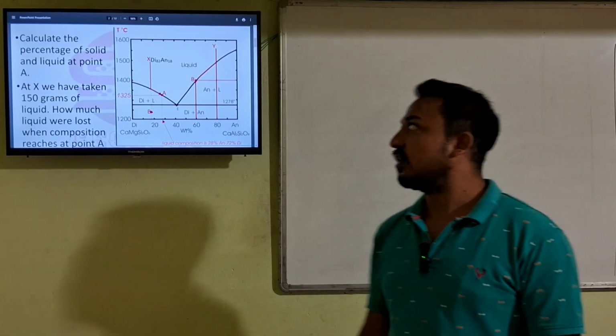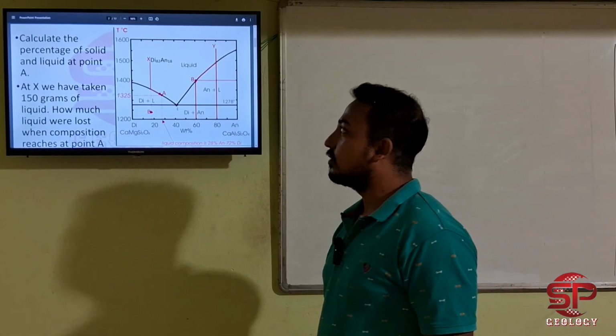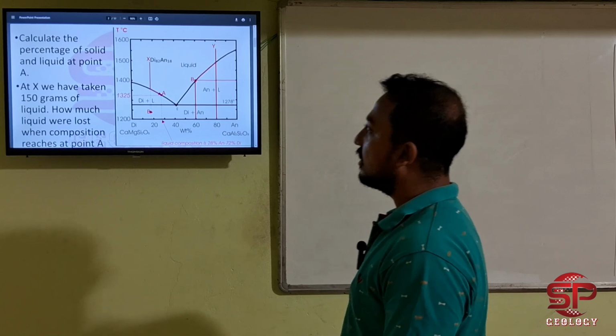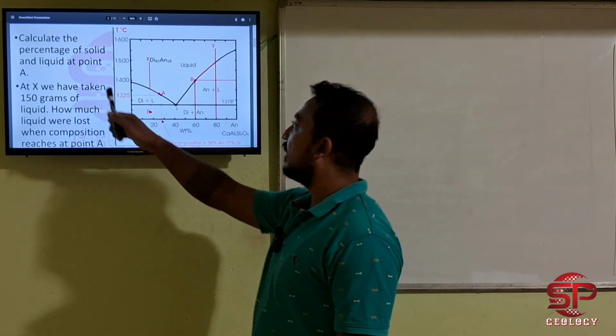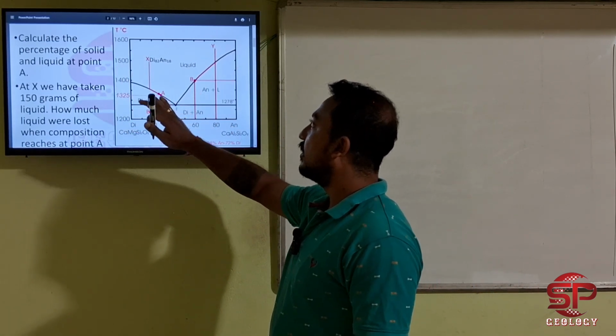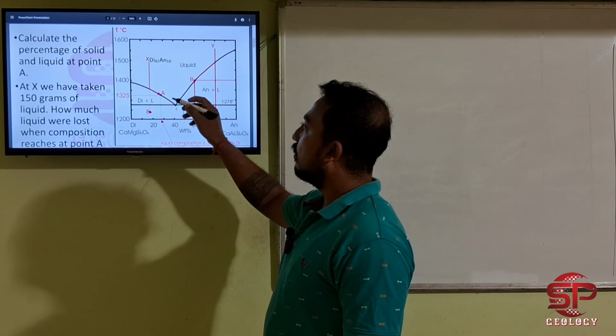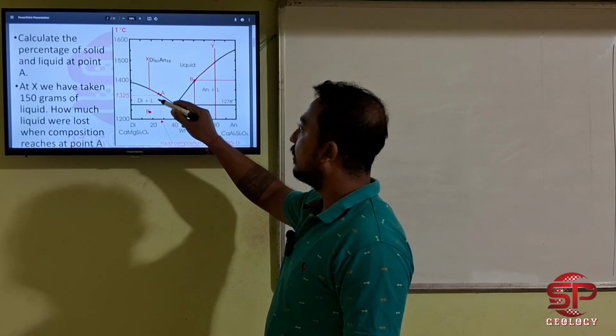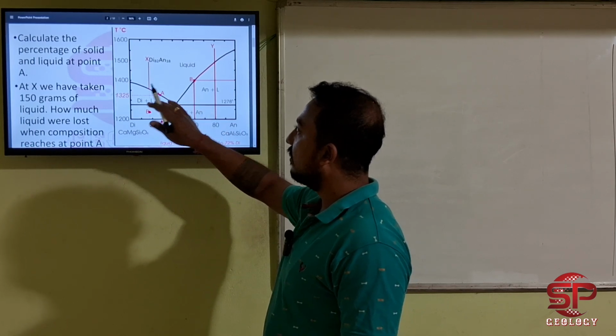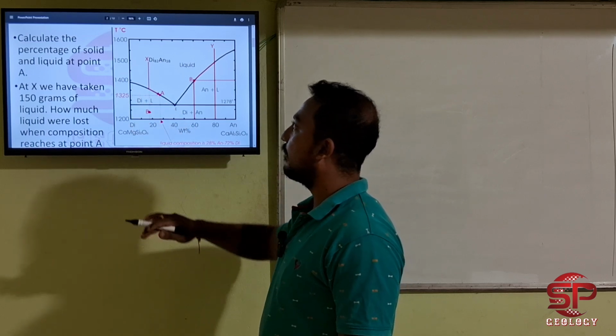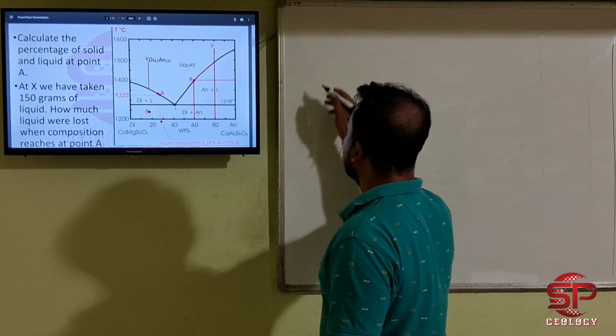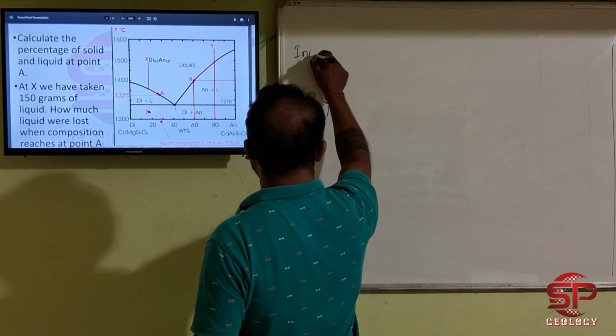So today we will discuss some igneous numericals. First question: calculate the percentage of solid and liquid at point A. So this is a eutectic diagram. In the eutectic diagram we have to calculate the liquid and solid percentage at point A. So this is our initial composition, and the initial composition is given.